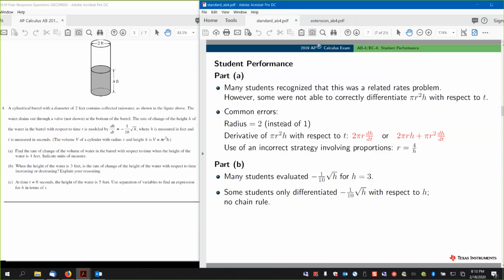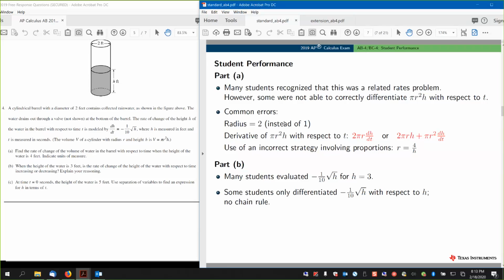Okay, so I'm going to talk a little bit about student performance in very general terms, at a high level. I'm able to take a look at the question leader reports, and this is what I've garnered from reading some of those. Some general comments about student performance. In Part A, this is good. Many students recognize that this was indeed a related rates question. However, some students simply couldn't find the derivative of the expression for volume with respect to time. Just couldn't do it.